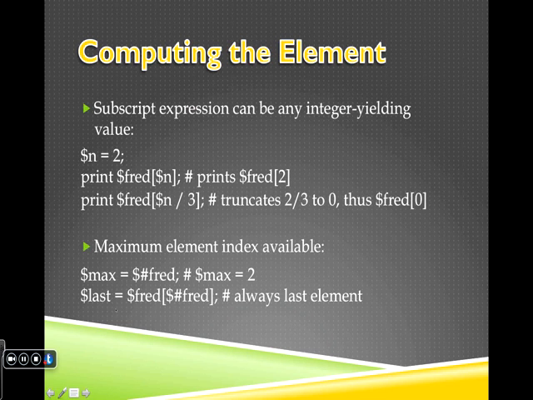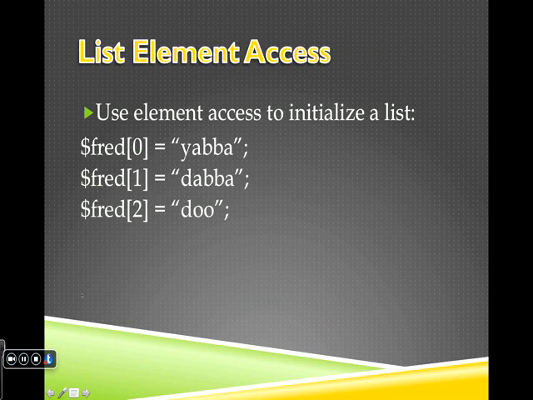How can we manipulate the elements inside an array? We can actually reach any element in the array by using the subscript expression, which will be any integer value. In this case, I am asking Perl to print the index number 2, which as we notice here is the last element in the array, so it will print for me Do.